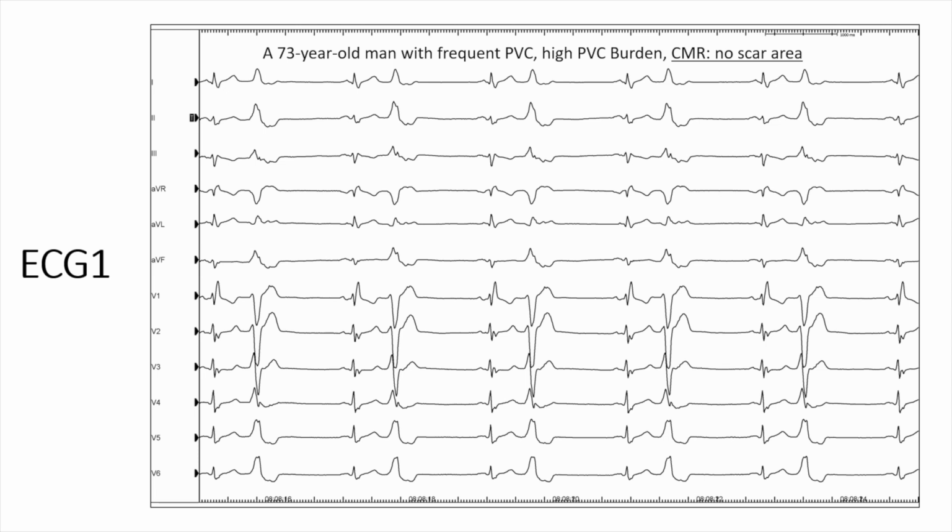So we started to map, and finally we found that the earliest point, which was minus 40 milliseconds earlier than the beginning of the QRS complex, was actually in the pulmonary artery with a pace map score of more than 98%. This is an interesting ECG in patients with PVCs originating from the pulmonary artery with a positive aVL.